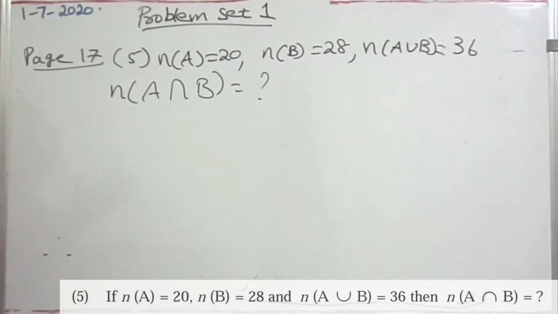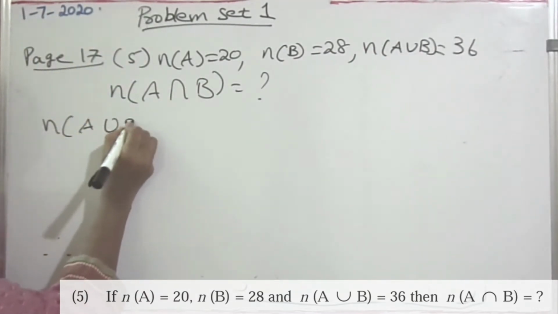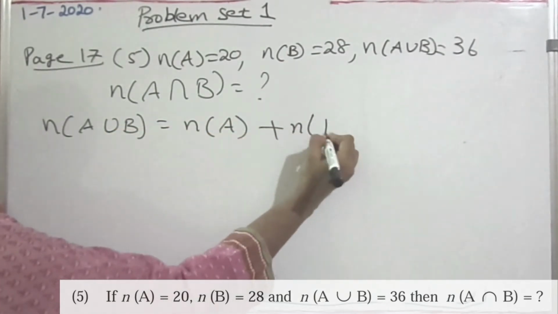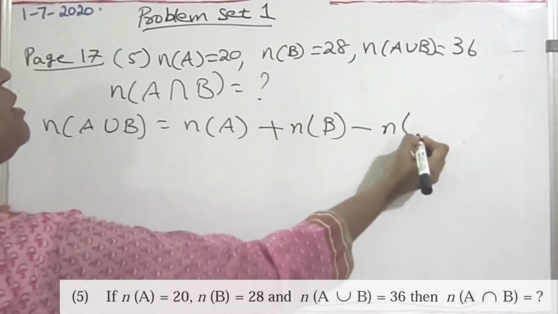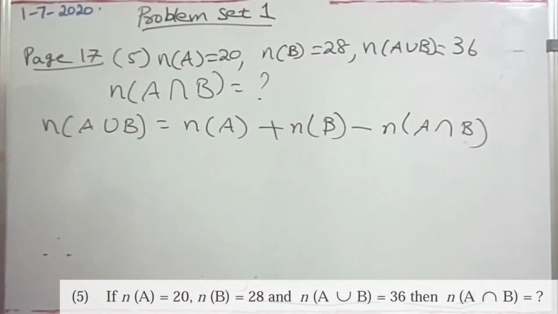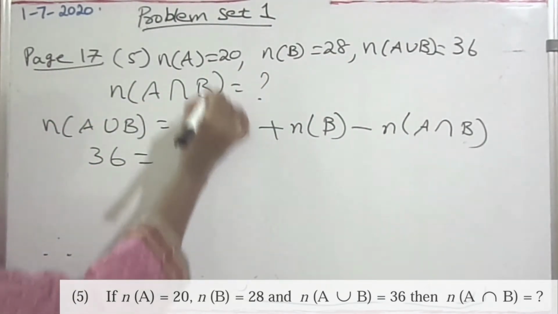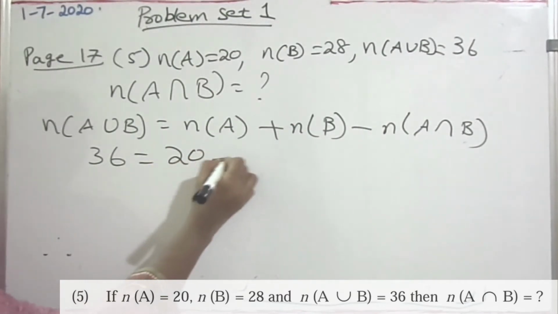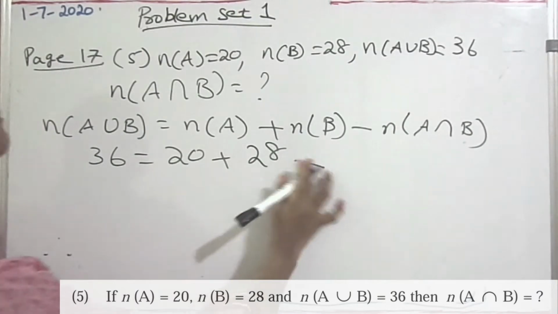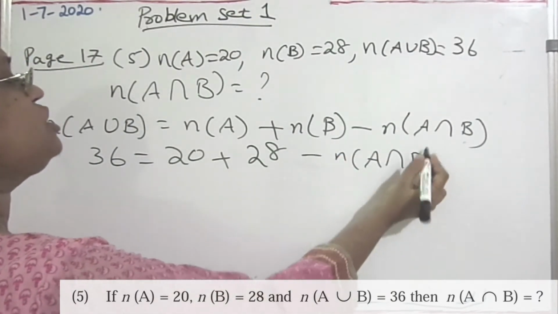Okay, what is the formula which connects all of this? Write down the formula first. Number of elements in A union B is equal to number of elements in A plus number of elements in B minus number of elements A intersection B. Now substitute. A union B is how much? 36. Number of elements in A 20. Number of elements in B 28 minus number of elements in A intersection B.